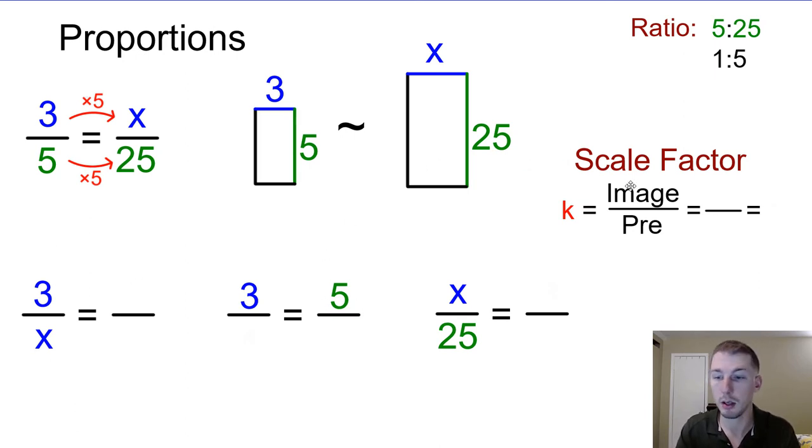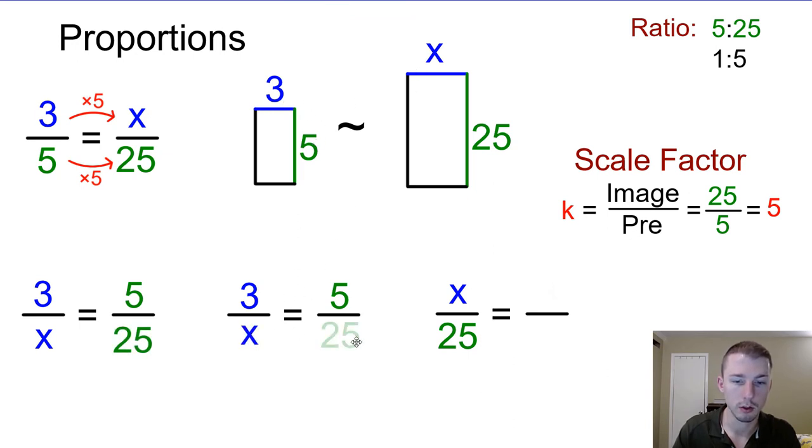But anyway, image divided by pre-image would be 25 divided by 5, which would be 5. Our ratio is going from 5 to 25, which reduces to 1 to 5. So notice that those two are just the reciprocals of each other. We could also set up the proportion 3 goes to x just as 5 goes to 25, or 3 goes to 5 just as x goes to 25, or x goes to 25 just as 3 goes to 5. Okay, cool. So lots of different ways, and if we cross multiply, they'll all work.